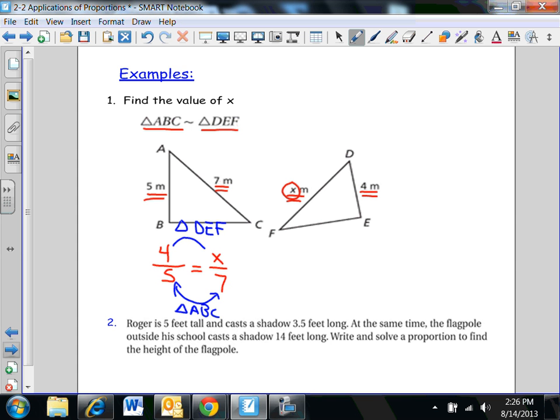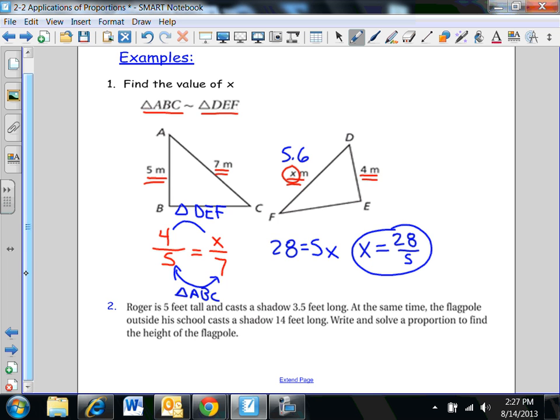And then I can simply solve that proportion and get the answer. So I cross multiply. 4 times 7 is 28. 5 times X is 5X. And then I divide both sides by 5. So my answer here will be that X is equal to 28 over 5. That is about 5.6. So the missing side here would be 5.6.